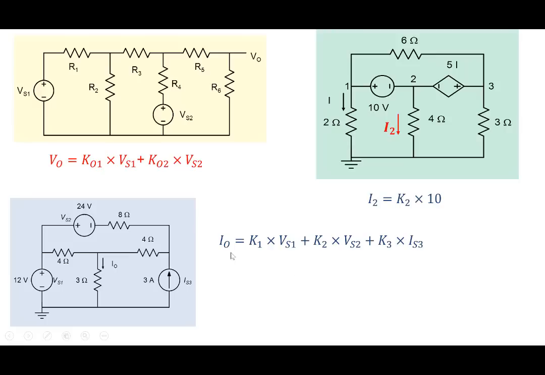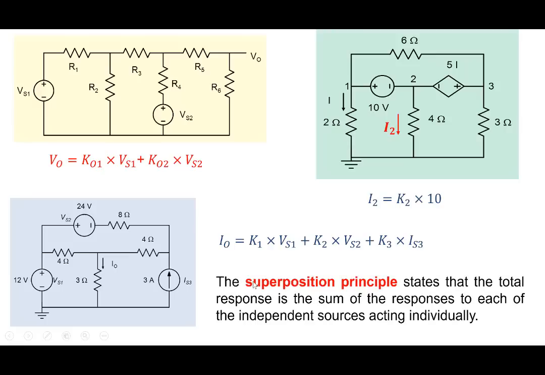And this is what we call the superposition principle. It says that in a linear circuit, the total response is the sum of responses to each of the independent sources acting individually.